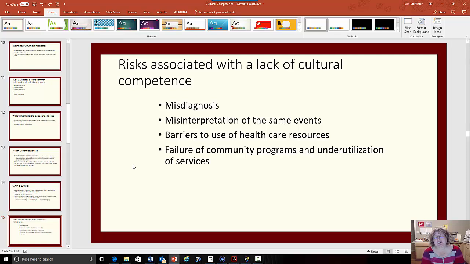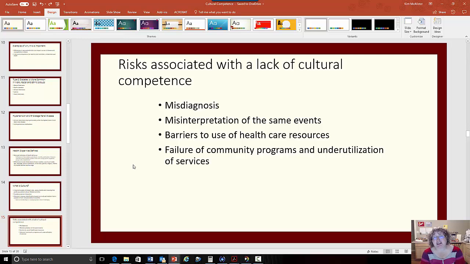There are also barriers to use of healthcare resources. Some patients are not comfortable going into our hospitals, or they don't feel like they're able to share what their specific needs are because they may have been told that whatever arrangement they needed couldn't happen. There may be something about the facility that's a problem.